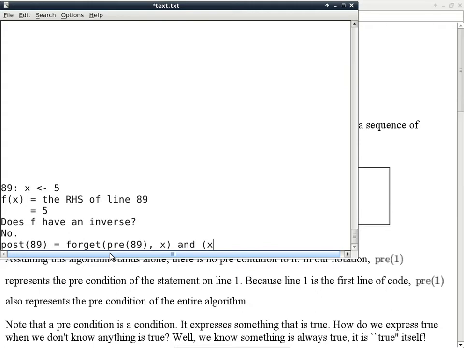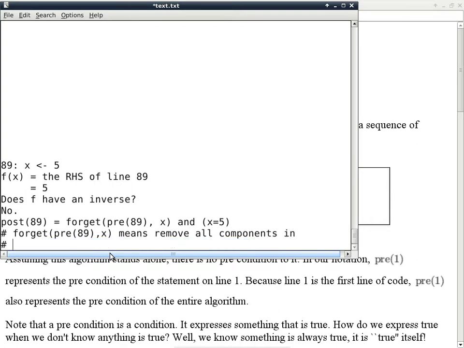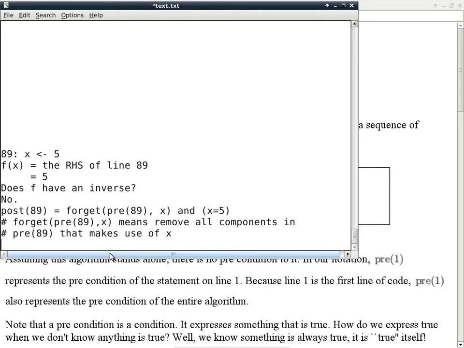And we will state x equals 5 after this, because we know that x has a value of 5 after this entire thing. So if I want to comment on this, I would say forget pre-89 x means remove all components in pre-89 that make use of x. We're trying to forget items or components that say something about x before line 89.